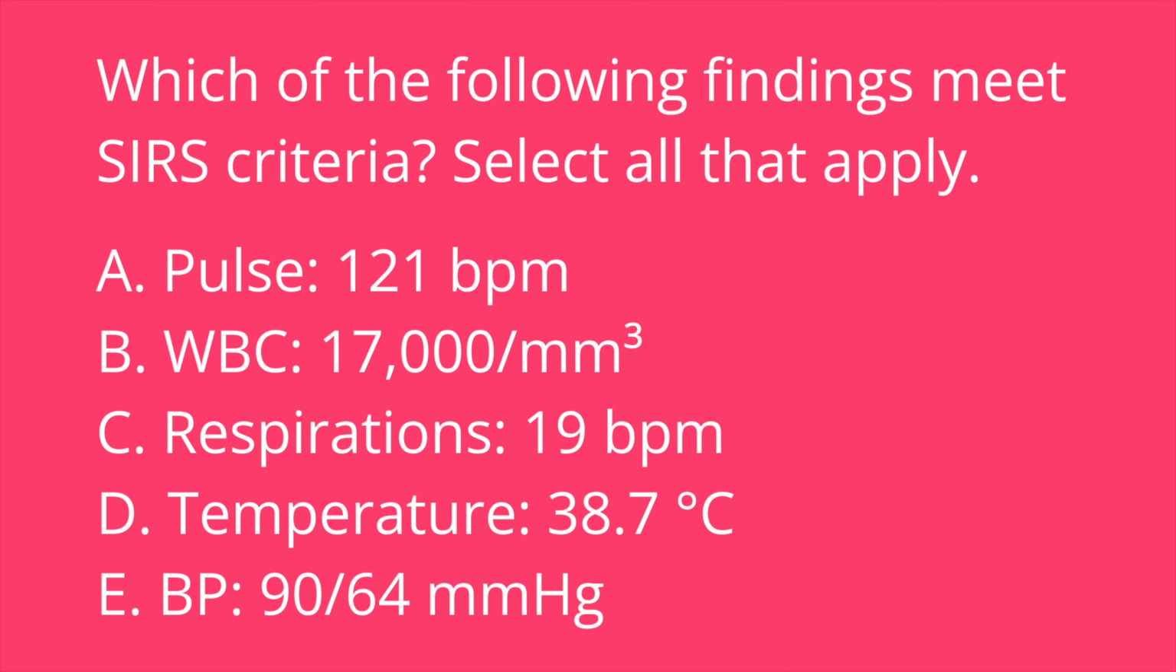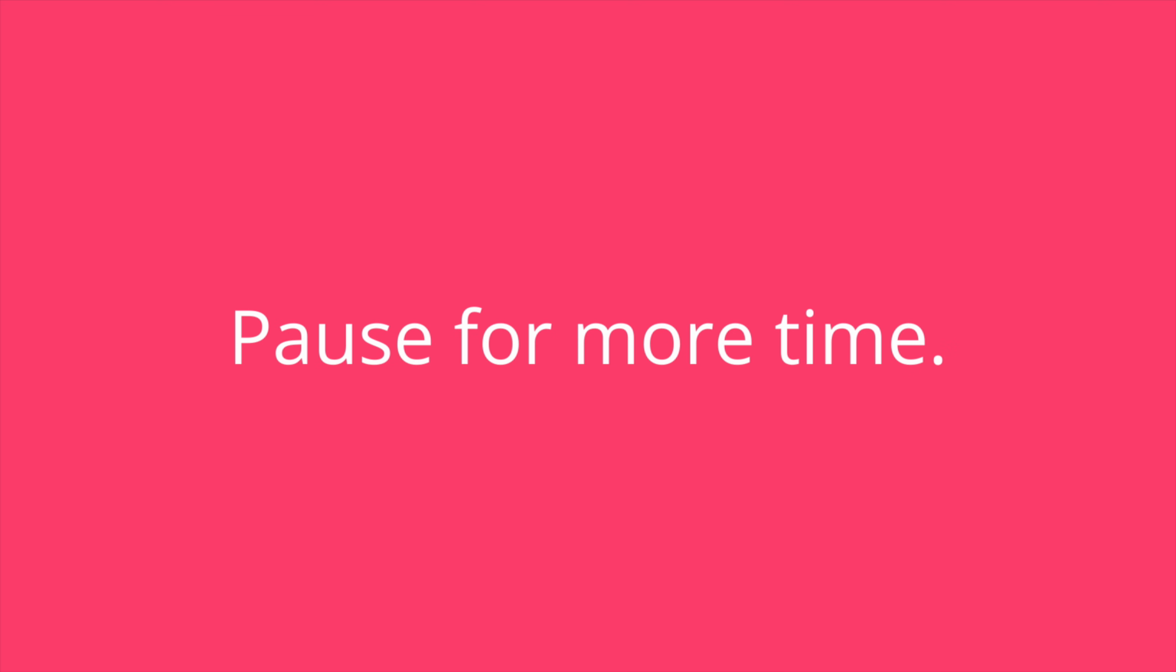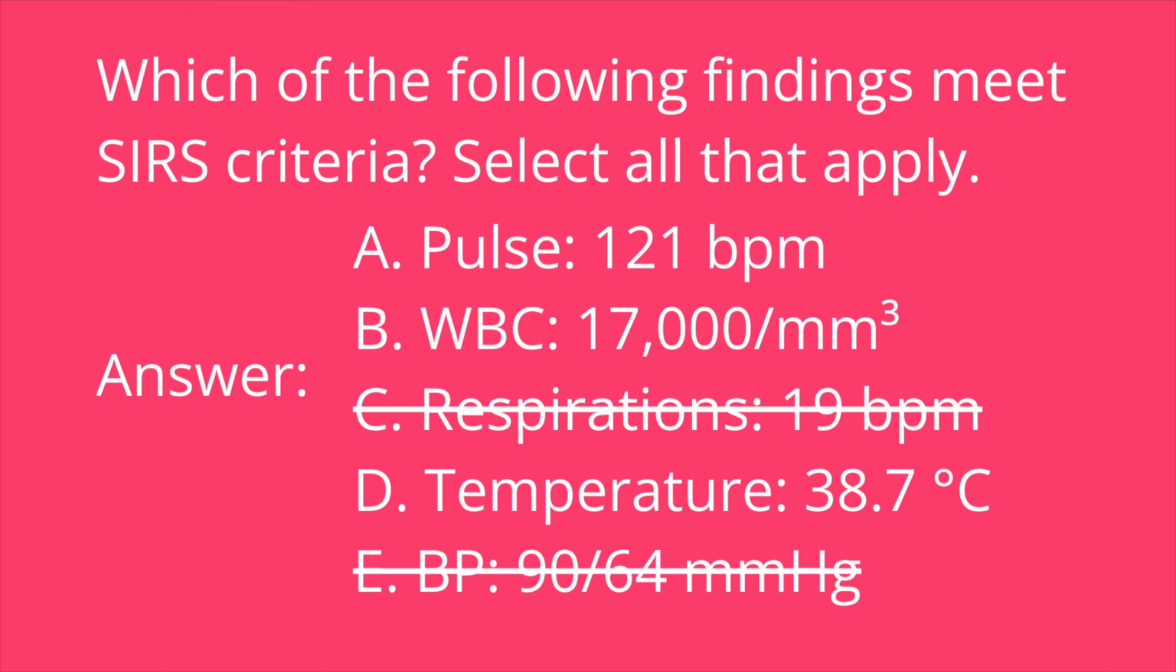Question number 2. Which of the following findings meet SIRS criteria? Select all that apply. A, a pulse of 121 beats per minute. B, a white blood cell count of 17,000 cells per cubic millimeter. C, respirations of 19 breaths per minute. D, a temperature of 38.7 degrees Celsius. And E, a blood pressure of 90/64. The correct answers are A, B, and D. The respirations are in normal range, and blood pressure is not a component of the SIRS criteria.